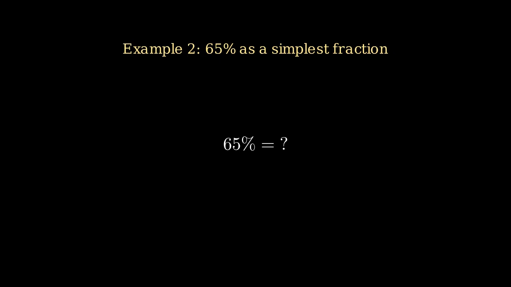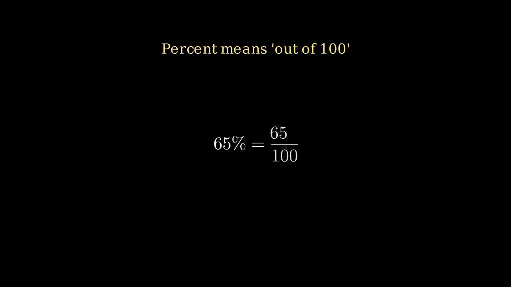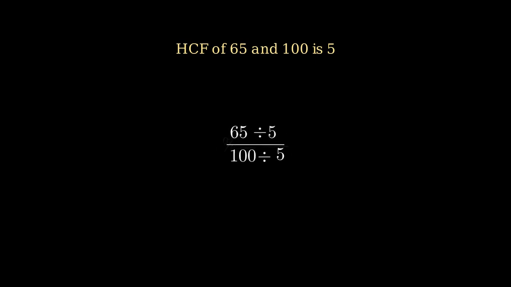Now example 2. Convert 65% into a fraction in simplest form. A percentage out of 100 is just that number over 100. So 65% equals 65 divided by 100. To simplify, we find the highest common factor of 65 and 100, which is 5. Dividing top and bottom by 5, 65 divided by 100 simplifies to 13 divided by 20.